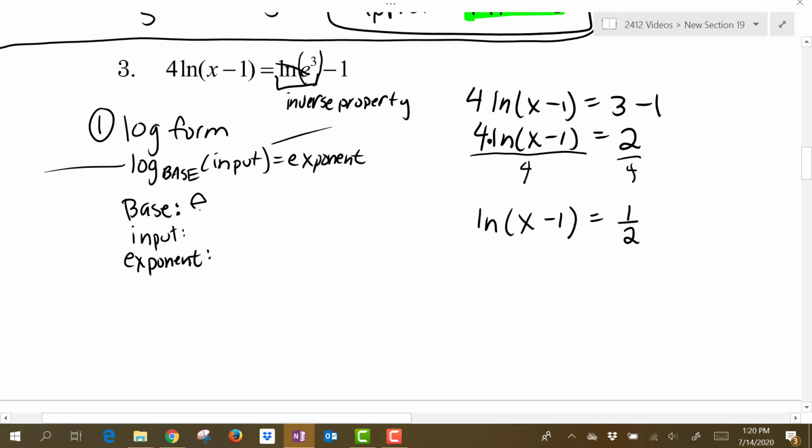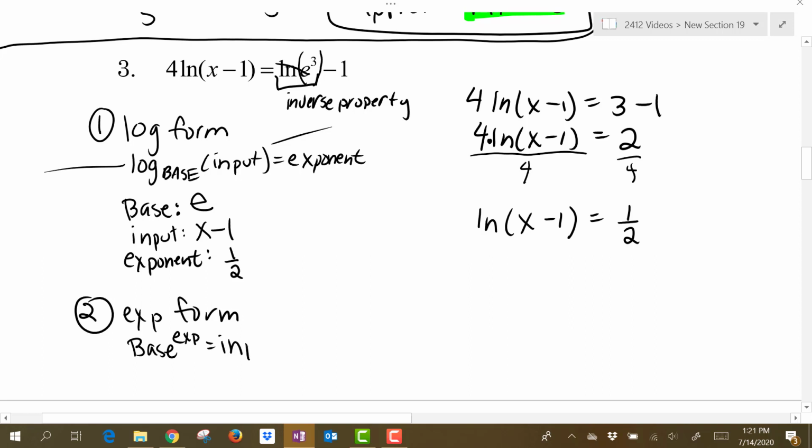The base is e, the input for that log is x minus 1, and the exponent is 1/2. So we're going to take that log form now and rewrite it into exponential form. And remember, that's the base raised to the exponent is equal to the input of the log. So that's going to be e raised to the power of 1/2 is equal to the input, which we said was x minus 1.